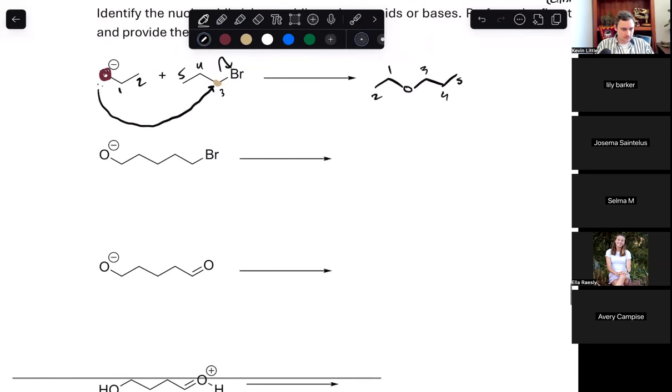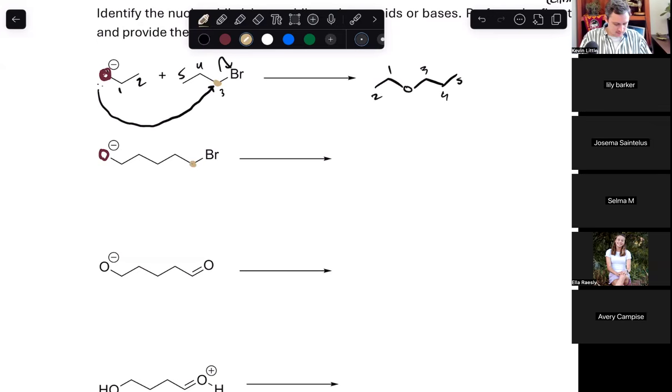All right, again, this is a very similar question, but it's trying to show you that we're doing the same thing, right? It's the same reaction, but now I'll go ahead and number the oxygen because it's going to be part of the ring.